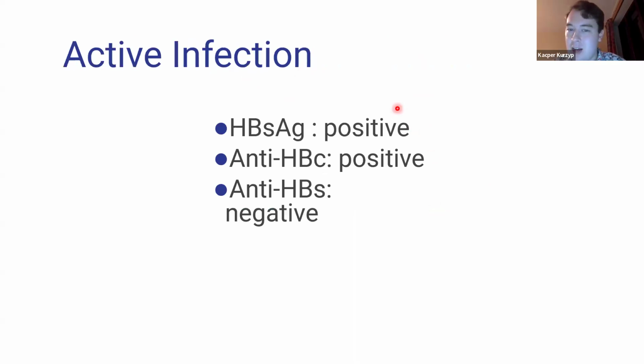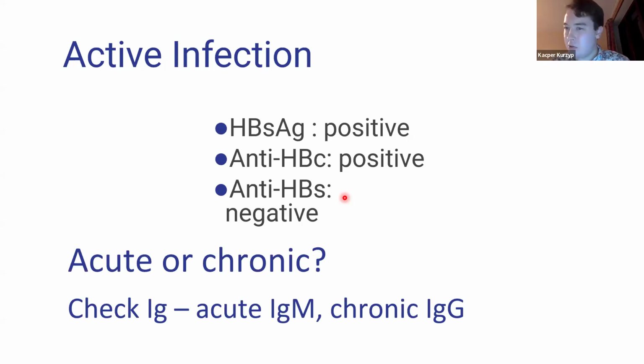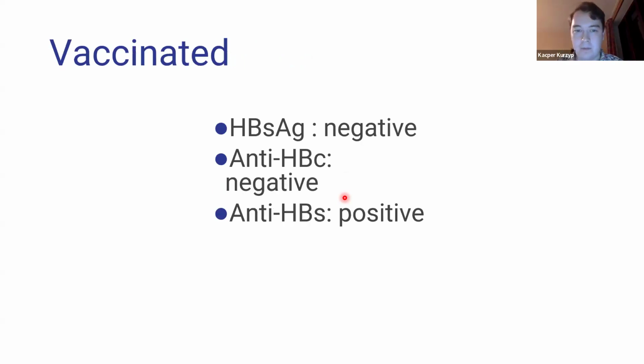Active infection. Their antigen is positive because they have virus circulating in their blood. Their core antibody is positive because they have seen the virus. And their HBs surface antibody is negative because they haven't managed to develop immunity to the virus. Question is, is it acute or chronic? Check your core antibody. If it's IgM, it's likely a very recent infection. If it's IgG, it's more likely to be a chronic infection that persisted.